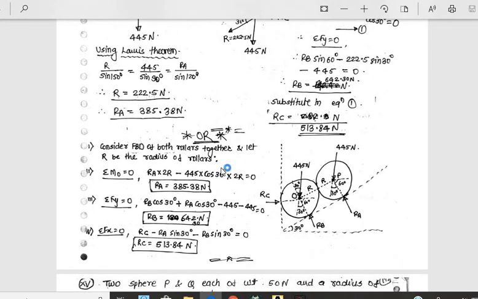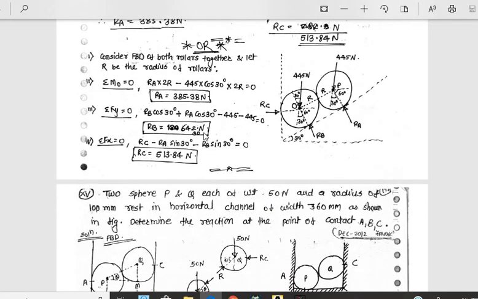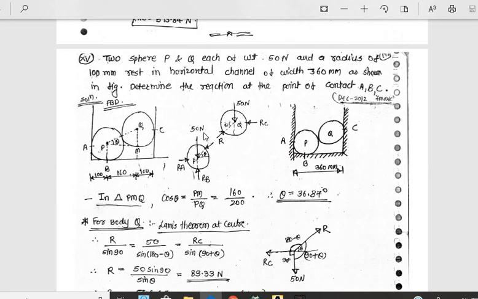The same problem can be analyzed by other methods also. After that I will provide you this copy. You can think about it and try to solve it on your own. The answers are here, and you will get the same answer. Now see another problem.